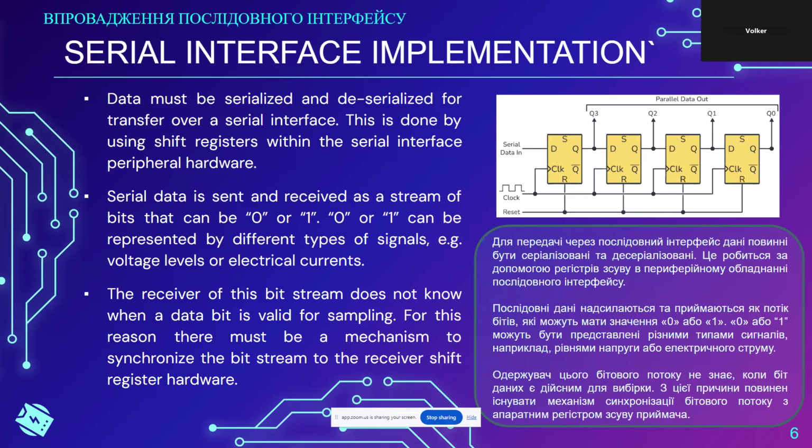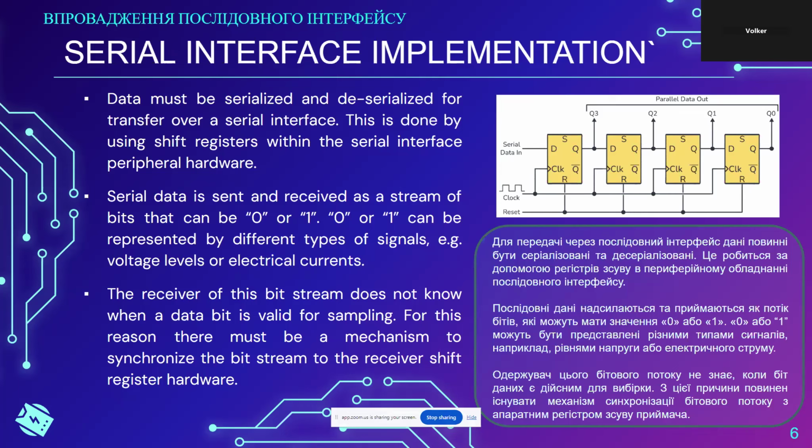Okay, so shift registers. Serial data is sent and received as a stream of bits. It can be 0 or 1. These two levels can be represented by different types of signals: voltage levels, electrical currents, frequencies, for example, that I hadn't mentioned before.